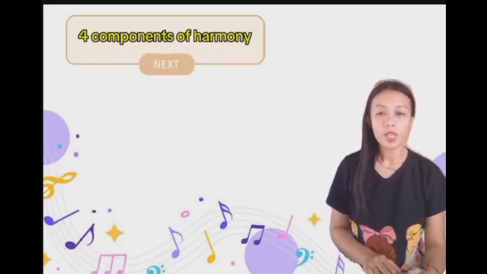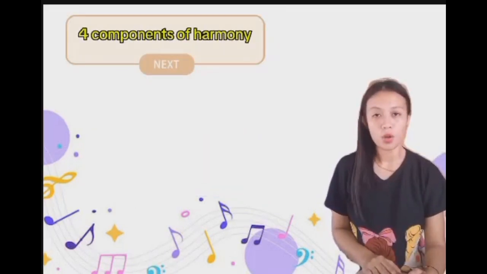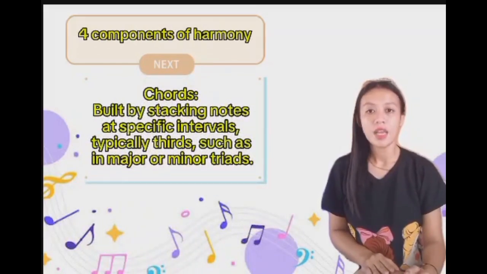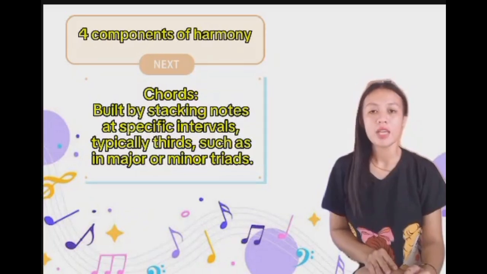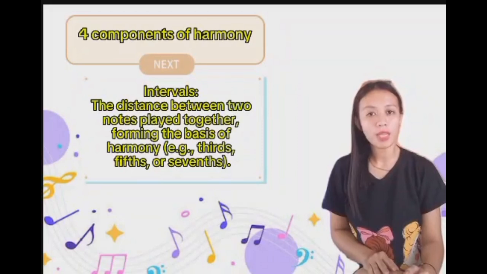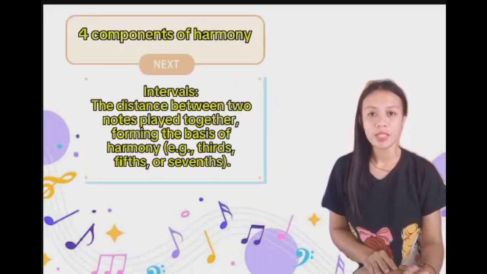There are four components of harmony. First is chords, built by stacking notes at specific intervals, typically thirds such as in major or minor triads. Second is intervals, the distance between two notes played together, forming the basis of harmony. Example, thirds, fifths, or sevenths.